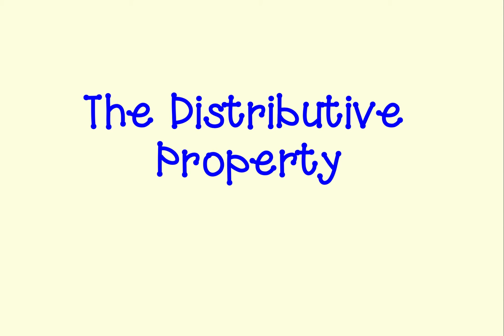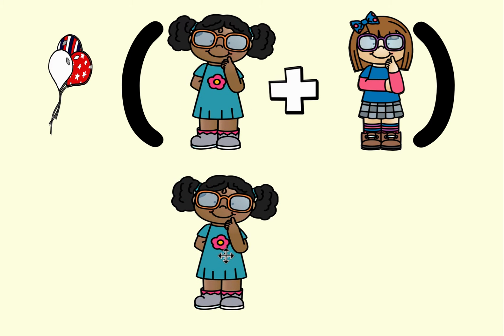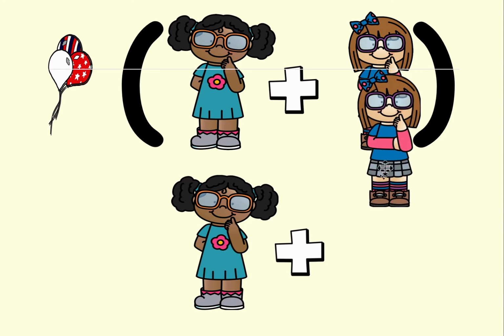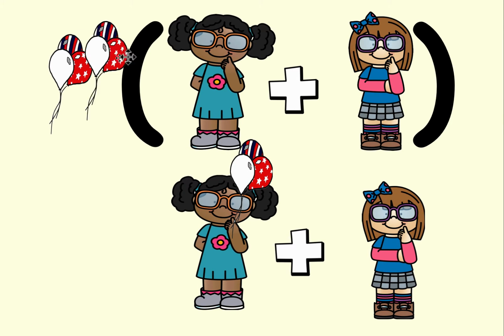So in this video, we're going to talk about the distributive property. So let's see what the distributive property really says. What it says is if we have a group that's being added or it could be subtracted, the only fair thing to do is to give each person in the group the exact same amount. So there's our distributive property.